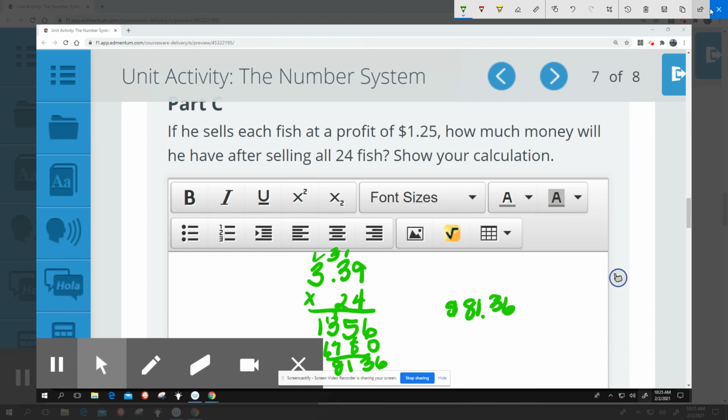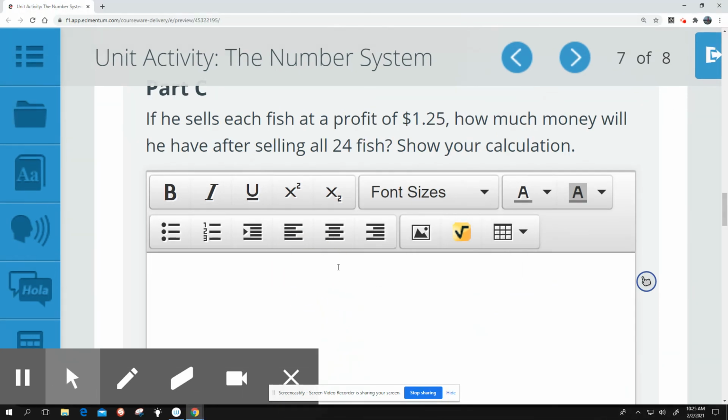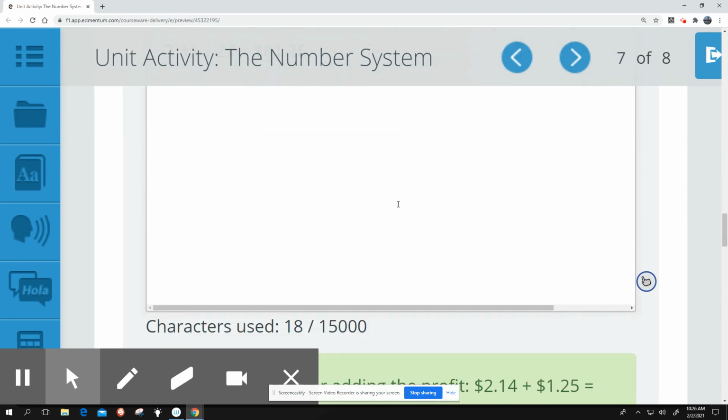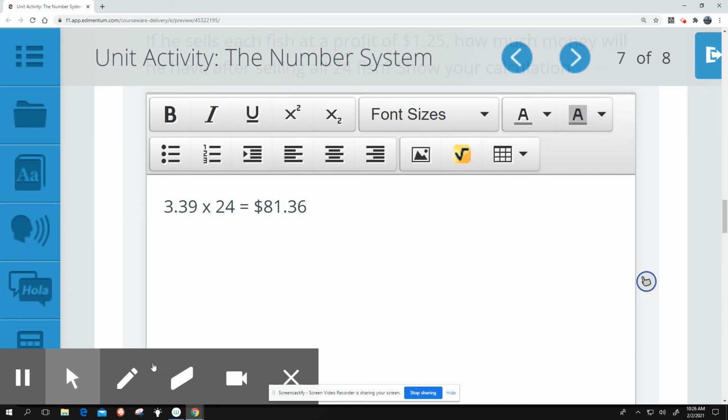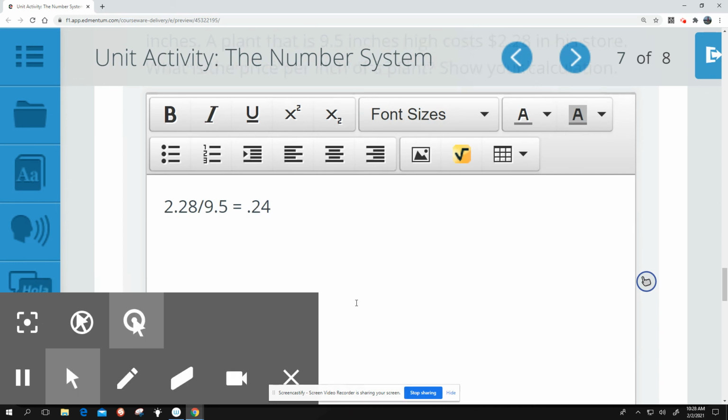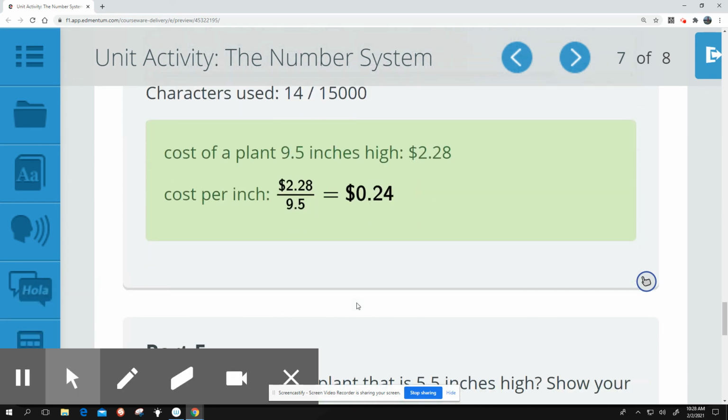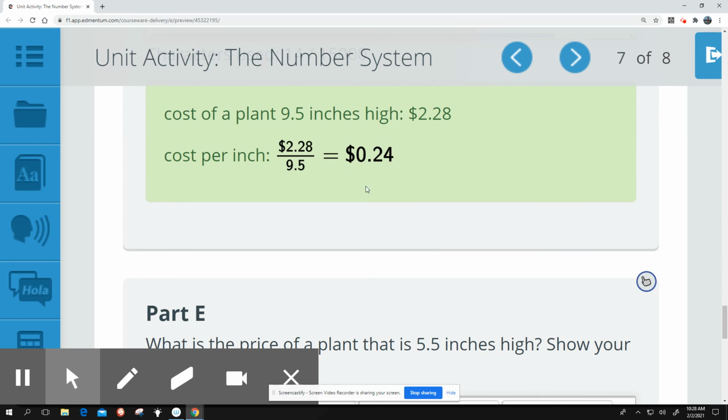All right. Remember that because I won't remember it. Okay, so we have 339 times 24 equals, how much did I say? 81, how much? 36? You guys sure? Yes. All right, so let me look at the answer. Oh, look at that. We're so smart. Okay. By the way, 24 cents. That's the answer.